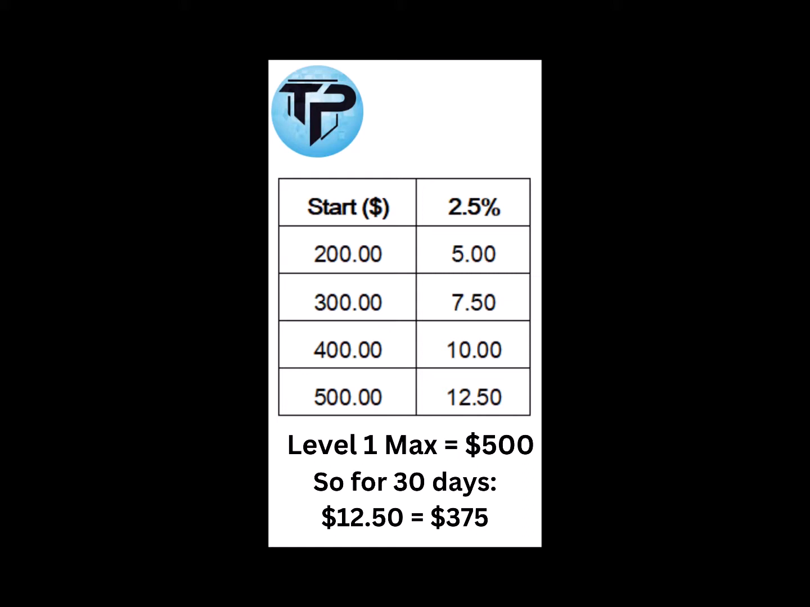It will take you 8 days to make the next $100. So you see how this accelerates. Like I say, it's exponential. It just accelerates. Every day you get more than you made the day before. You make it faster and faster. So like I said, on level 1, the maximum you can earn on is $500.